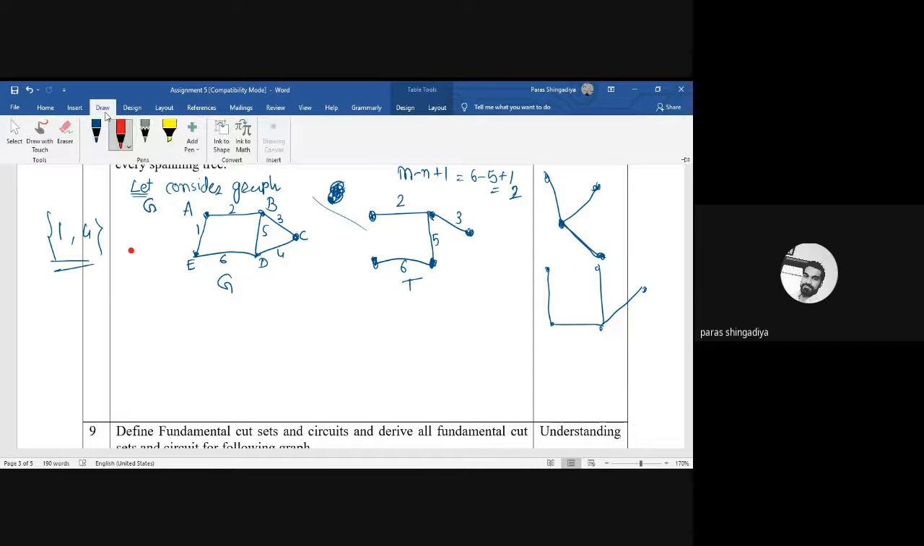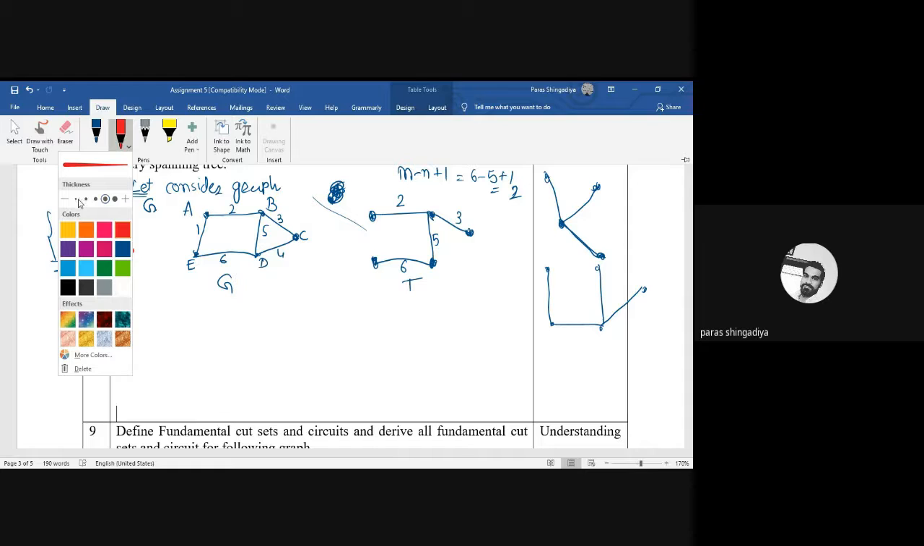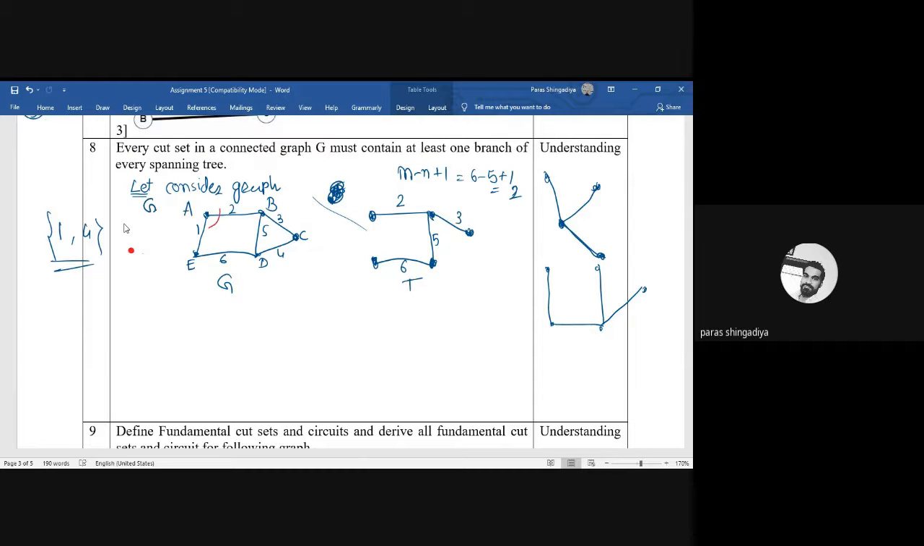ठीक है, so first cut set I will consider 1 and 2. Okay, which edge is my spanning tree edge? That is number 2, that is a spanning tree edge. Okay, these are the branches: 2, then after 3, then after 5, and then after 6. Okay, from this graph these are my spanning tree edges, these are branches. Okay, 1 and 4. So now identify all the cut sets of this graph. इसके सभी कट सेट आप फाइंड करो. कट सेट, ठीक है. So first cut set is 1 and 2. Second cut set is 1 and 6.